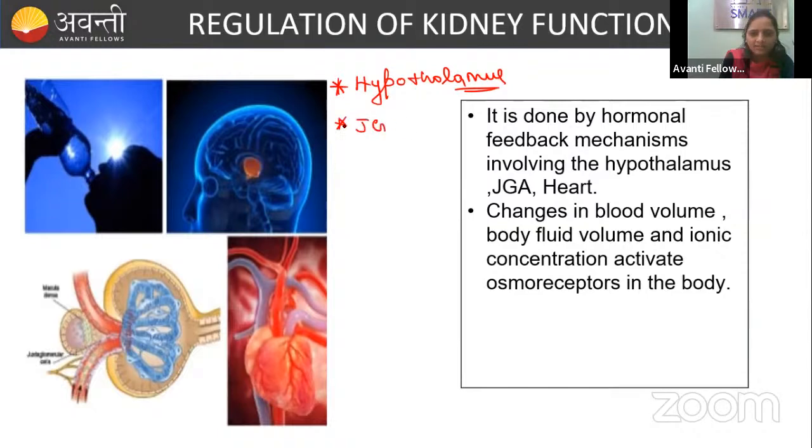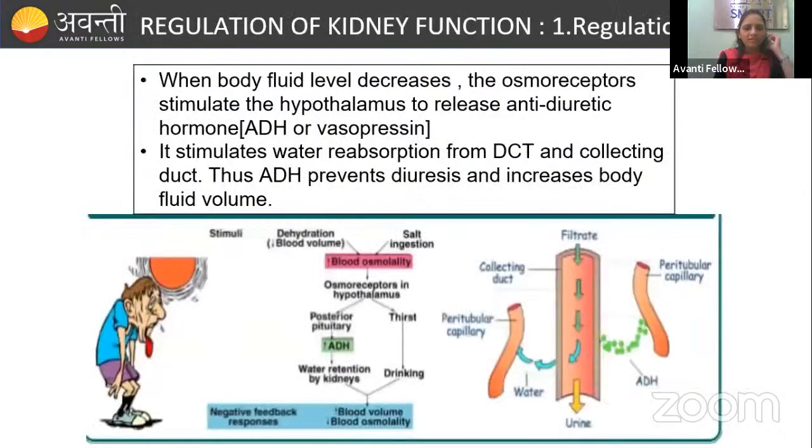And the other things like the juxtaglomerular apparatus and the aldosterone, and the ADH and the ANF, atrial natriuretic factor. All these things are going to regulate the kidney functions. Let us see this. First, let us see, guys.